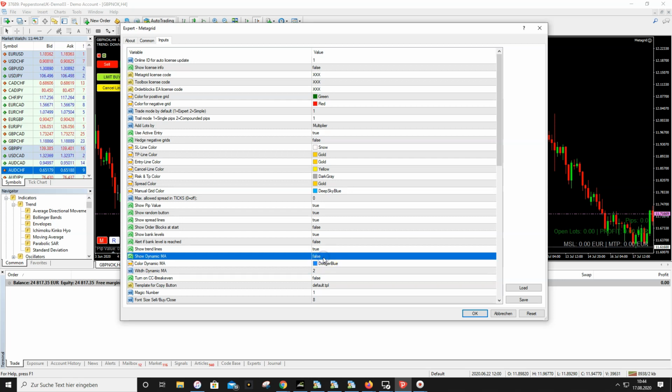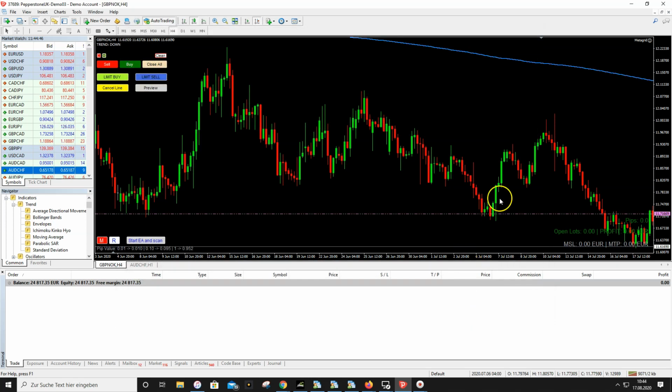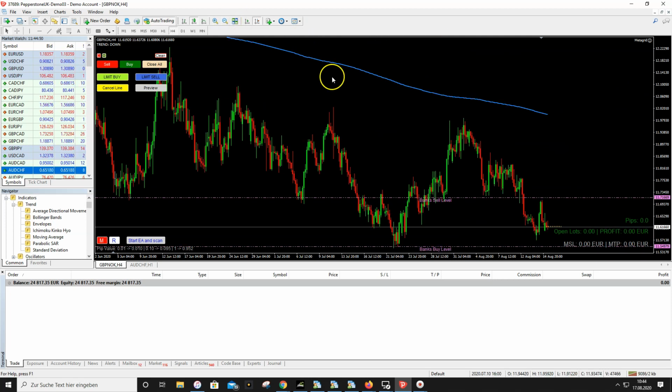So let's turn the dynamic moving average function on. We double click here on it, and then we put it to true, and we click on OK, and then you can see we now have this blue line here. This is the dynamic moving average which Metagrid found, and Metagrid calculated that this moving average line here is the line which was respected the most for the last, in this case on the H4 time frame, say for the last 3 or 4 days.